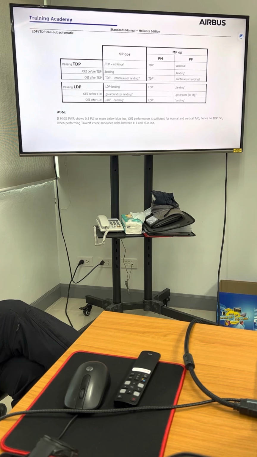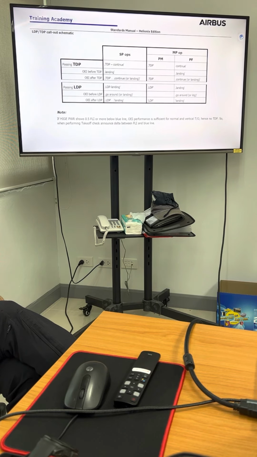Clear? If hovering in-ground effect power shows 0.5 FLI or more below the blue line, OEI performance is sufficient for normal and vertical takeoff. So when performing takeoff, check and announce the delta between FLI and blue line. But you do it all the time, 0.5 below the blue line. Okay?